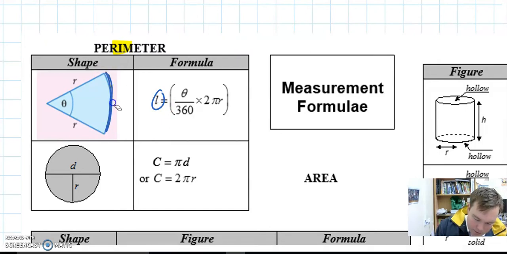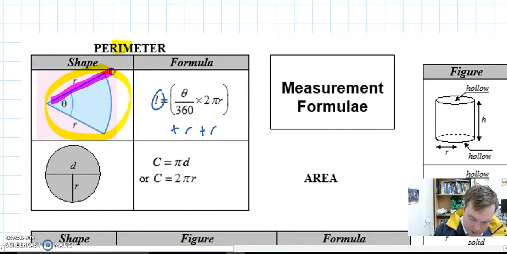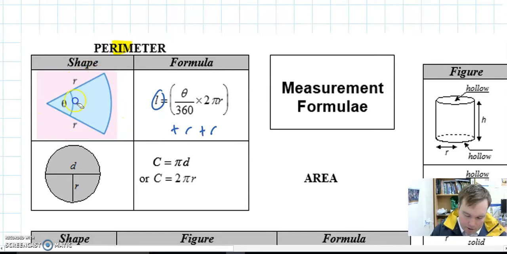If I just gave you this shape and asked you to find the perimeter of it, you would have to do theta on 360 times 2 pi r plus r plus r. Because the perimeter of the shape includes these edges here and here, which are the r and the r. So make a note to yourself when you stick this in that you want plus r and plus r, because r is these bits as well. If you just want the curve, or the length around the arc, then use this bit here.